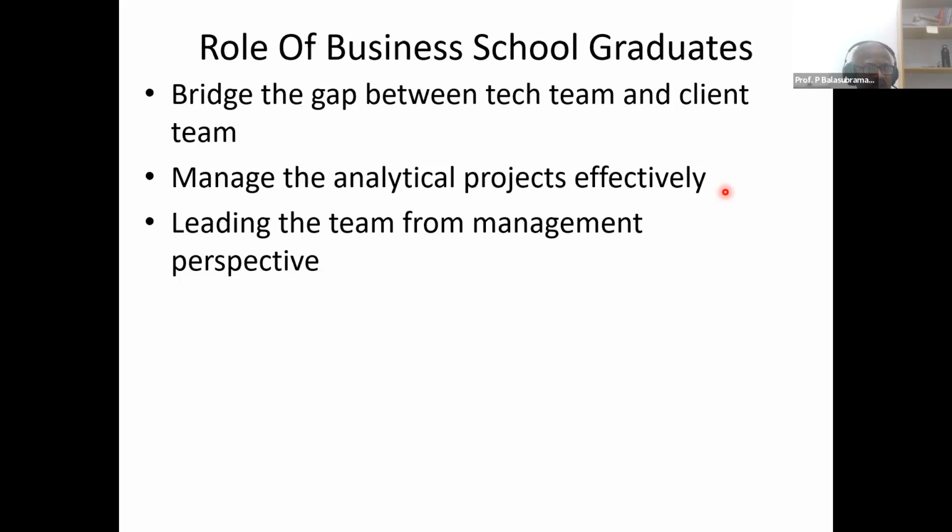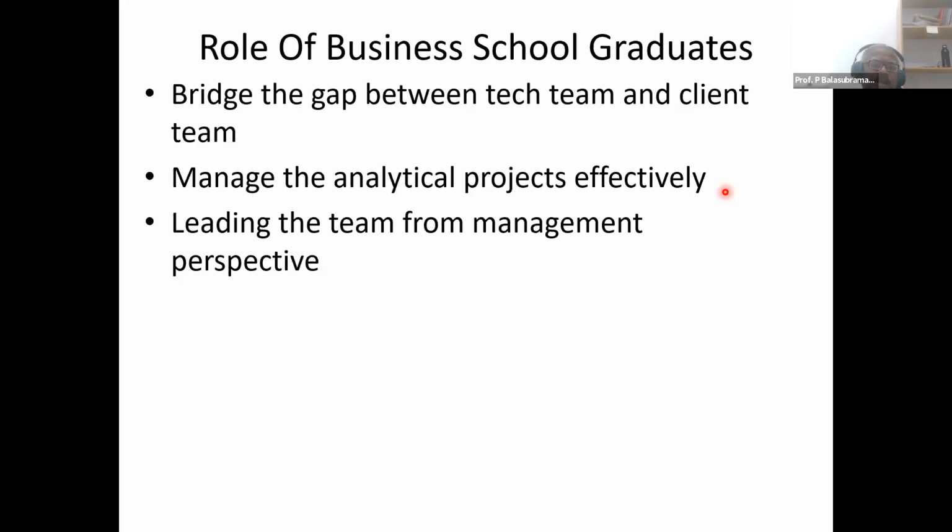So this is the place where business school graduates come into the picture. There is a big gap, and without this particular person, the gap is not filled. So this is one of the biggest roles where management graduates can play, and similarly, managing analytical projects effectively. If a management graduate is there, he knows the different tools and principles of project management, because it has already been taught to him in the business management course. Therefore, he knows both sides. He knows analytics, he knows management principles, and then he can handle the project very effectively.